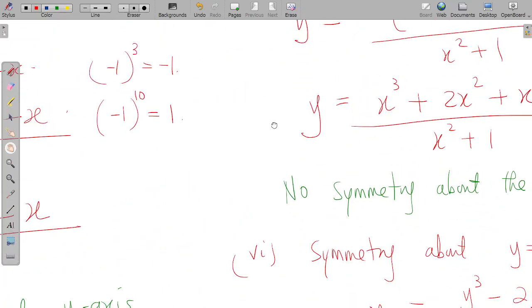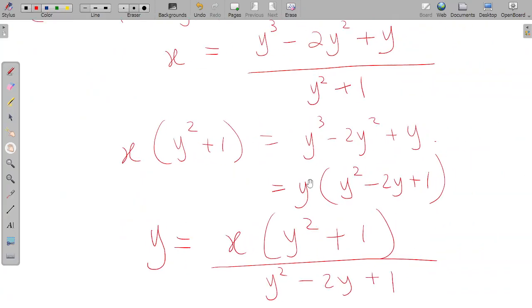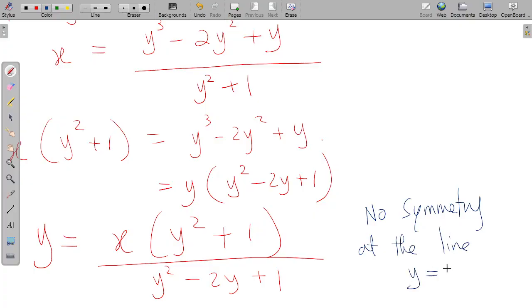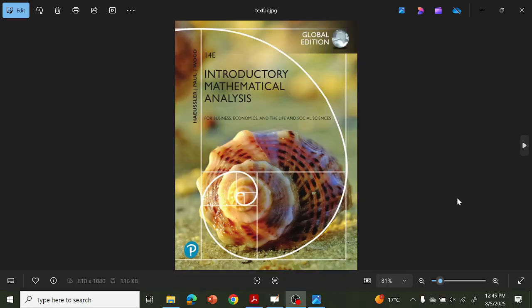So because of that, there is no symmetry at the line y equals x. Please ensure that you understand.